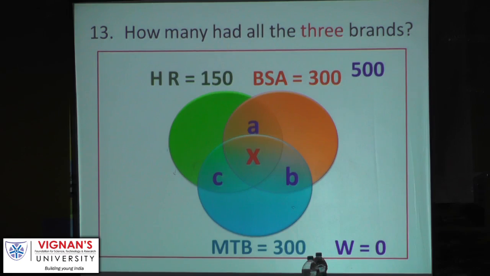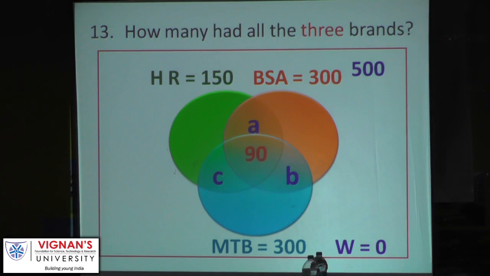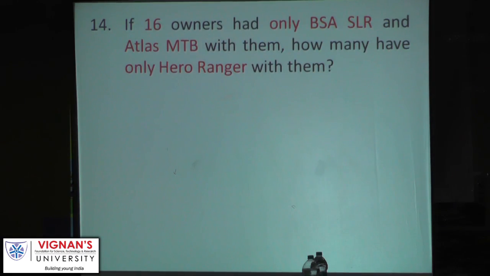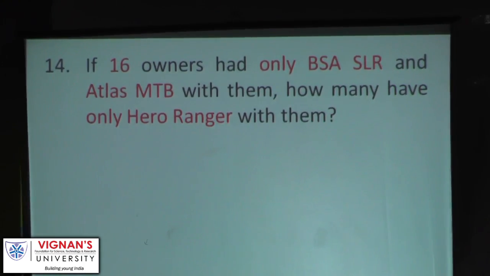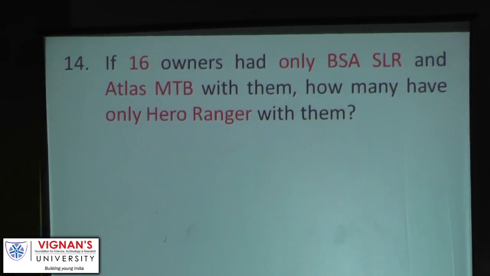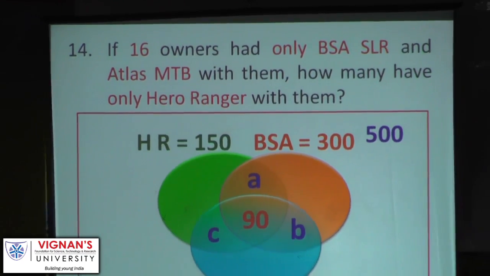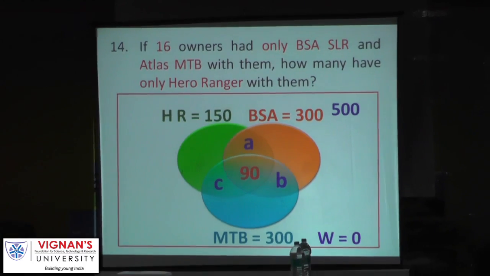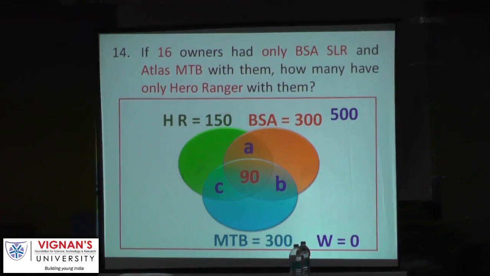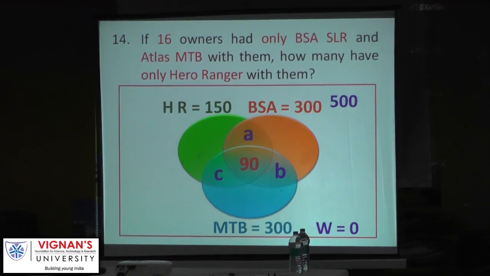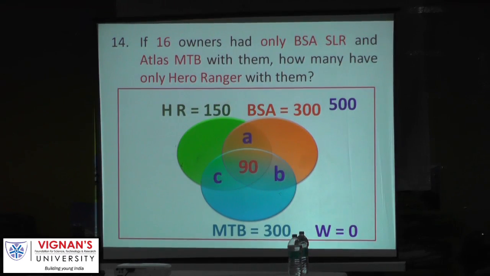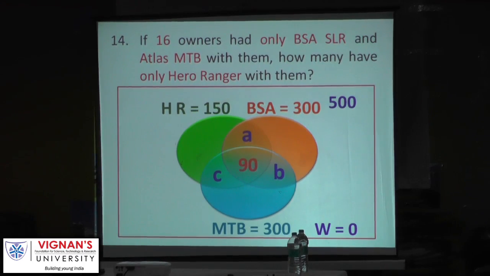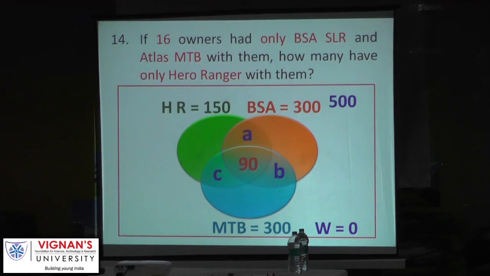Next, what is the X value? 90. How many had all 3? 90. Next question. If 16 owners had only BSA SLR and Atlas MTB with them, how many have only Hero Ranger with them? What is only BSA SLR and Atlas MTB? B value. What is the B value? 16. Then he is asking how many have only Hero Ranger. What is only Hero Ranger? That green region.